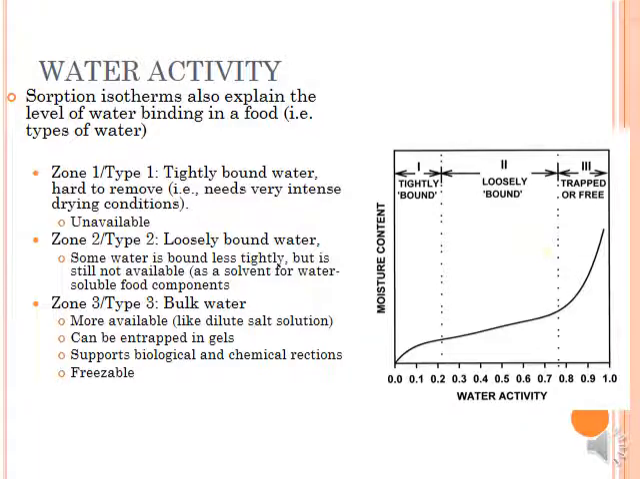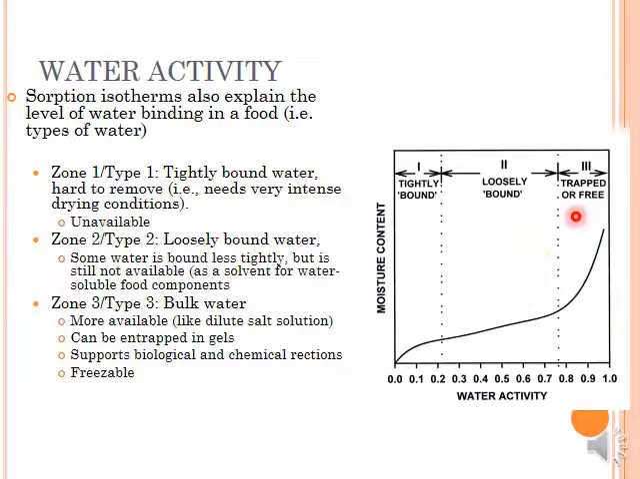So based on the three categories, we categorize it as three zones. Zone 1, zone 2, and zone 3. Zone 1 is tightly bound, zone 2 loosely bound, zone 3 trapped or free water.